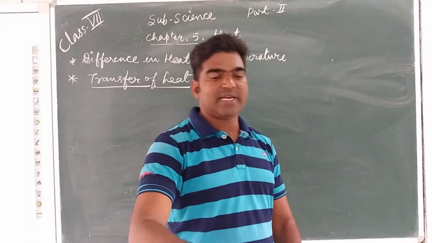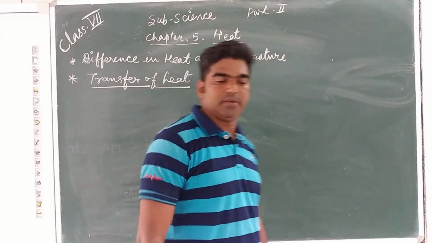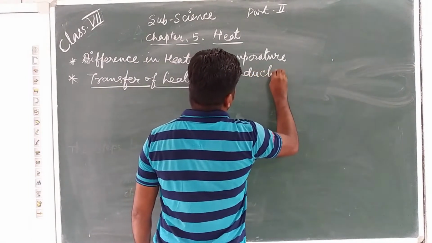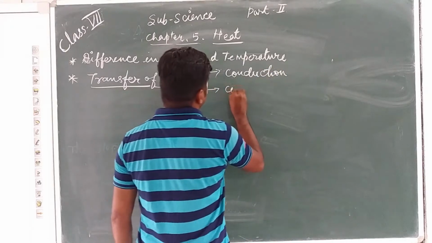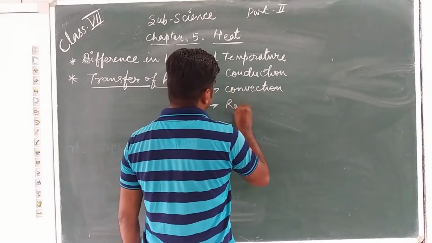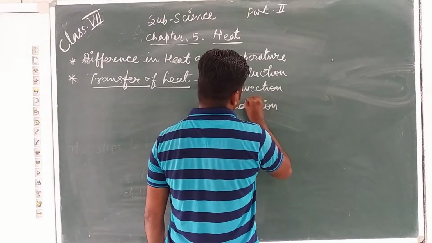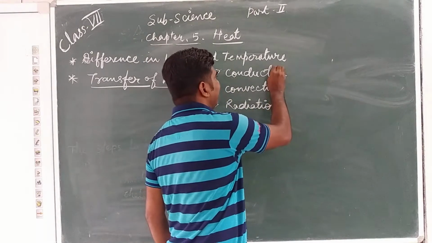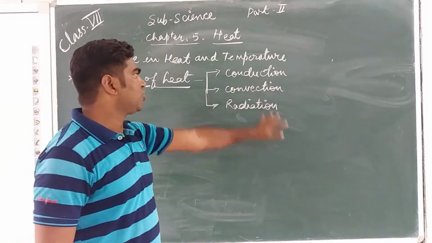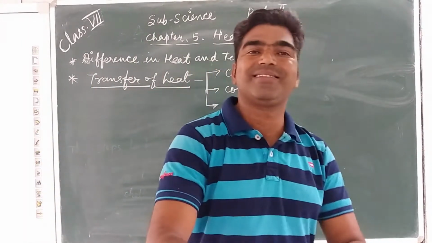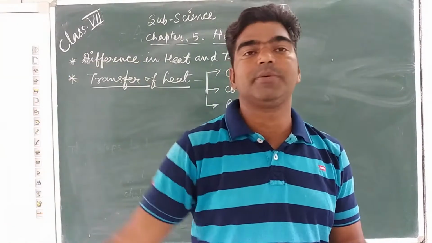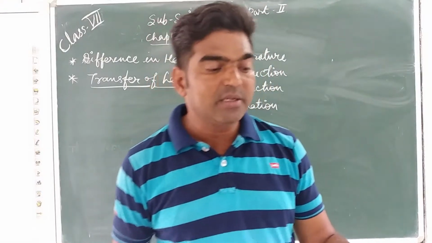So mainly this transfer of heat takes place by three different methods. First one is conduction. There are three different methods for the transfer of heat: conduction, convection and radiation. These are the three different processes by which heat can be transferred from one substance to another substance, or one material to another material.